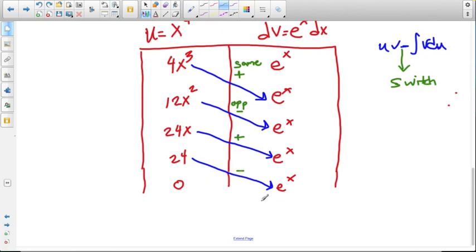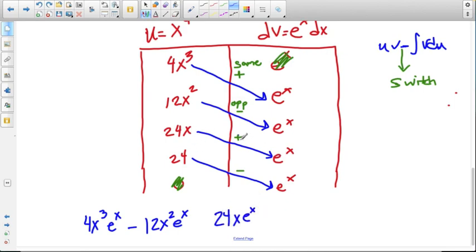Okay, and then we run out of products, so this isn't used and this isn't used, just like in integration by parts in general. So this answer looks like 4x cubed e to the x with the same sign, and it's positive, so it's going to stay positive. And then the next product is 12x squared e to the x, and this product is positive, and so we need to take the opposite of a positive, which is a negative. And then the next product is going to be 24x e to the x, and this product is positive, and we need to keep that same sign, so it's a plus.